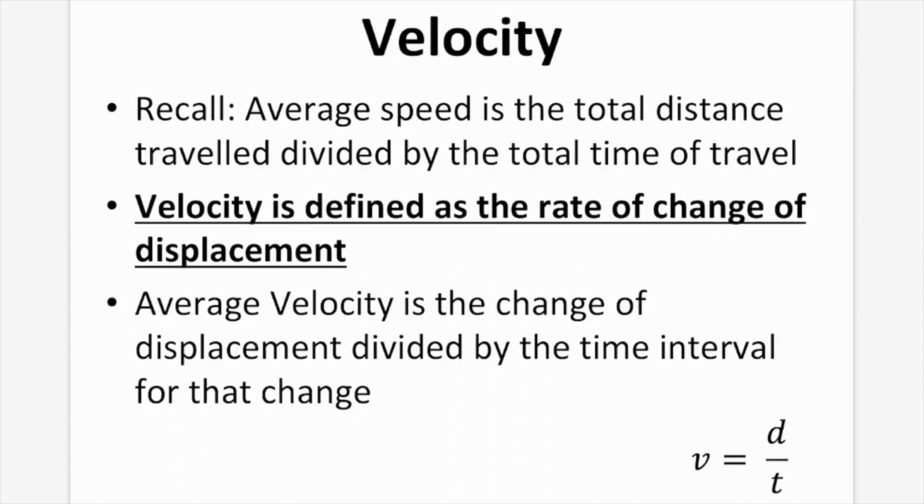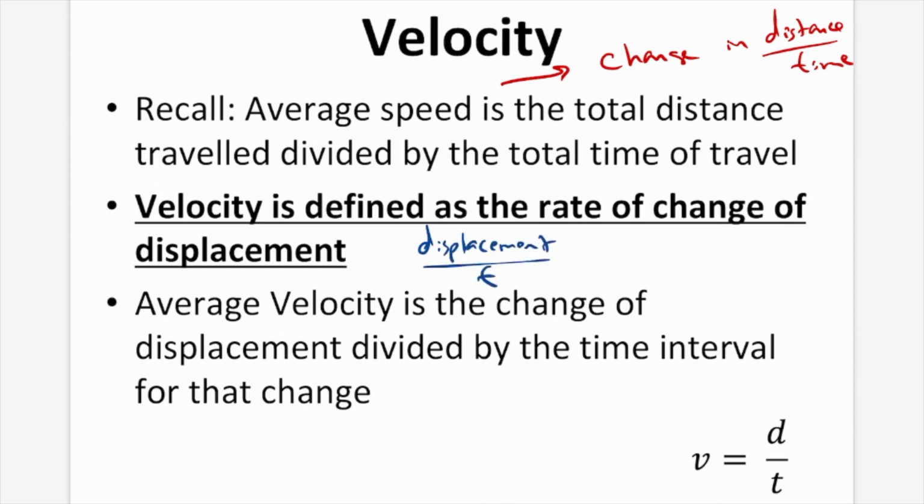Velocity. So if you recall, average speed is the total distance traveled divided by the total time. Velocity is defined as the rate of change of displacement. So average speed is going to be our change in distance over time. But velocity is going to be our displacement over our time. Average velocity is the change of displacement divided by the time interval for that change. Now, that is the formula that we're going to use. And typically, if you're talking about speed, you might change this v to an s and say that s is equal to distance over time. Velocity, you're typically going to see it as d over t, as a displacement over time.